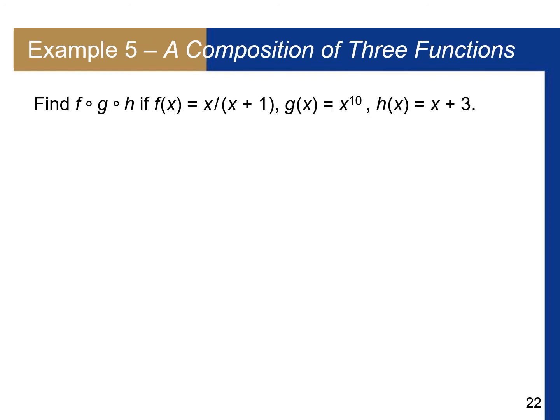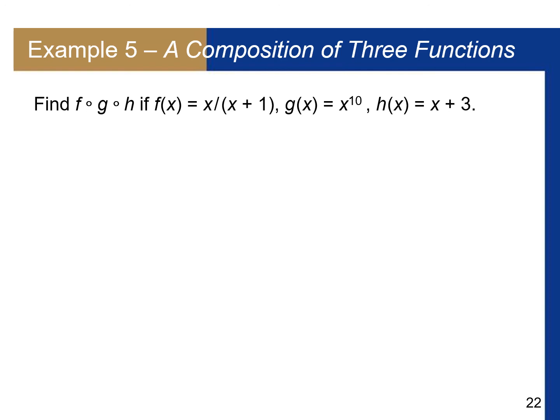So here's an example. I have 3, I have x over x plus 1, I have x to the 10th, and I have x plus 3. Now first, let's take a look at domains of each of these. You should always check your domain.